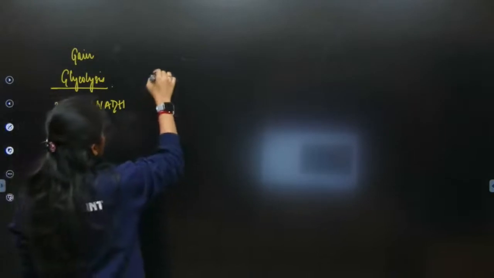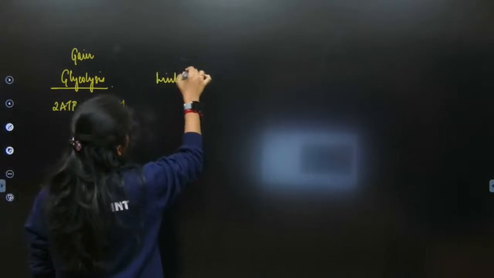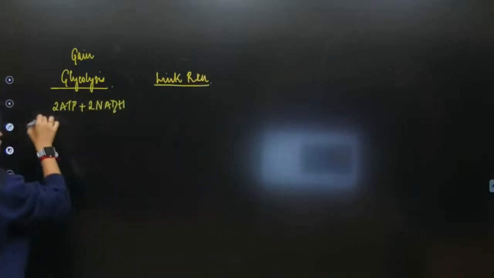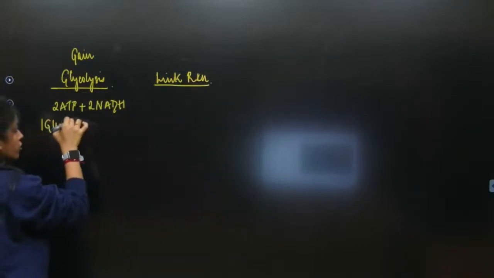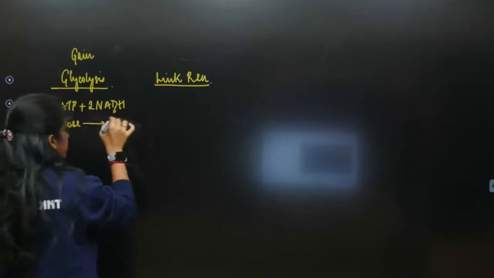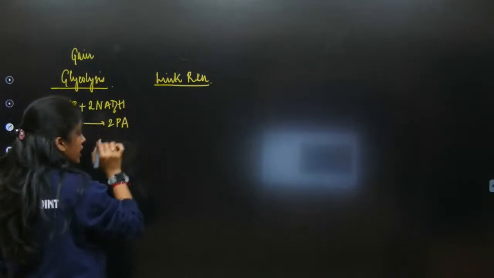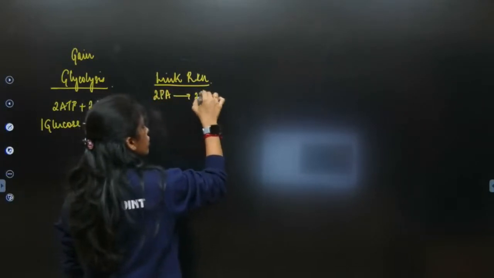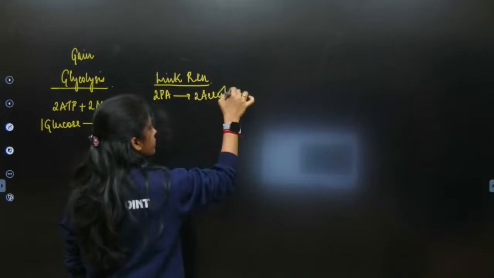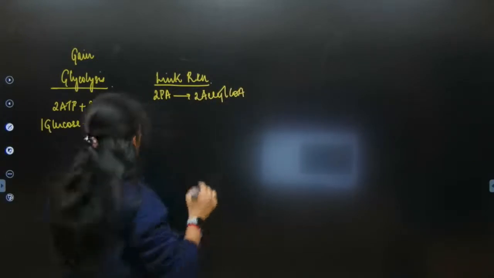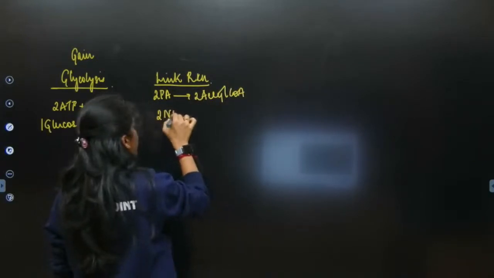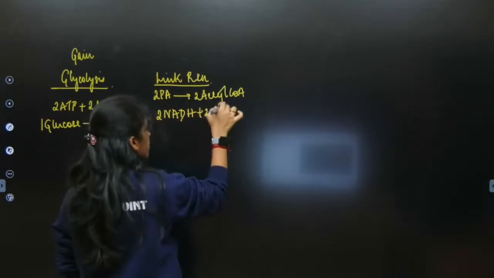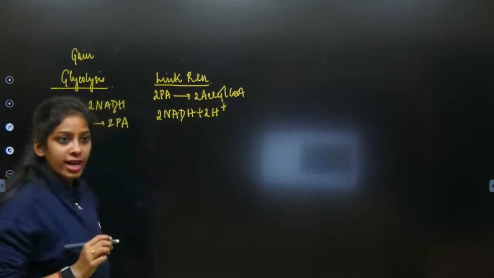Then we have the link reaction. Here we are talking for 1 molecule of glucose. This gives 2 molecules of pyruvic acid. Here 2 molecules of pyruvic acid give 2 molecules of acetyl-CoA. Right? So here it is 2 NADH plus 2H+. For 2 molecules it is 2 NADH, right?